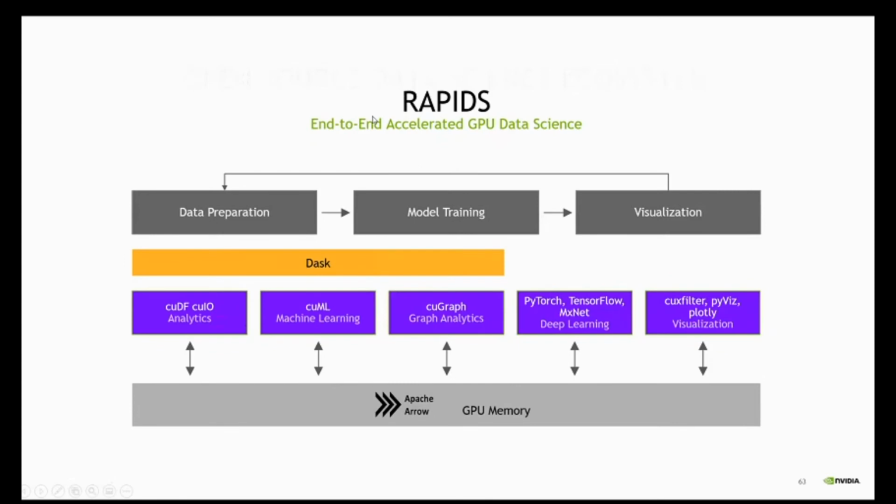Now with Rapids, you're getting the goodness of each of those APIs or application frameworks like Pandas, Scikit-learn, NetworkX and Matplotlib, just with the GPU accelerated version of it, right? Which we call cuDF, cuIO, cuML, cuGraph, cuXFilter, and Plotly, right?